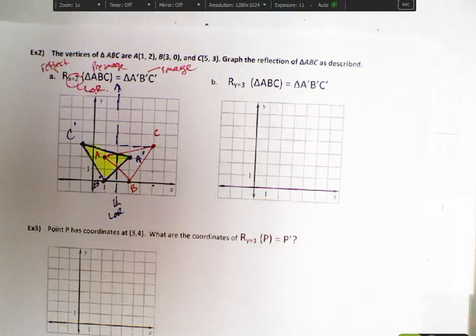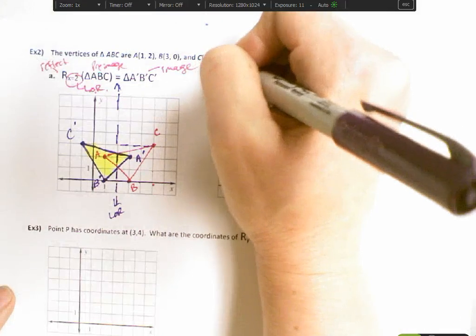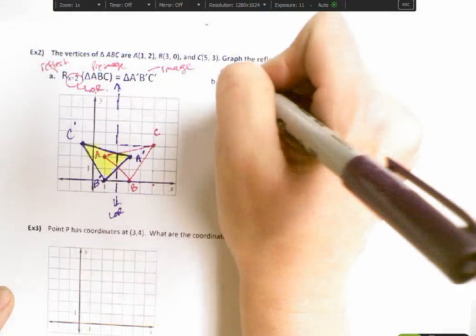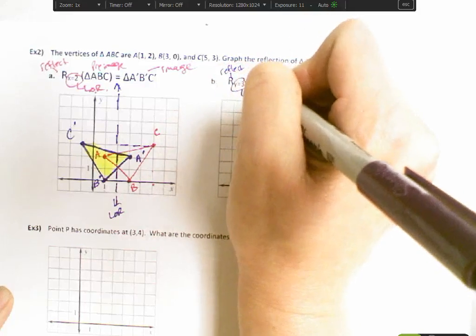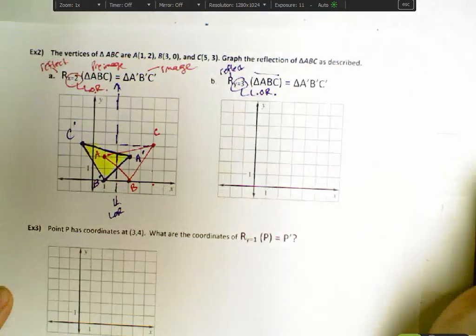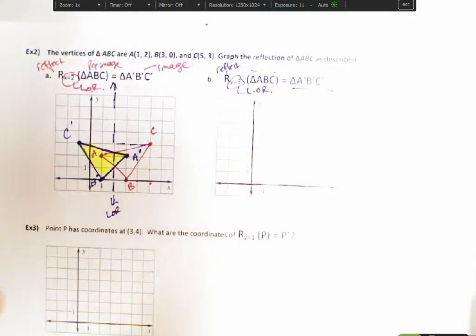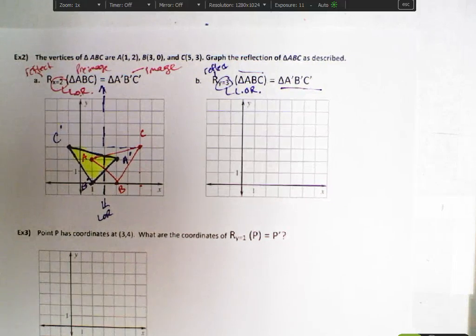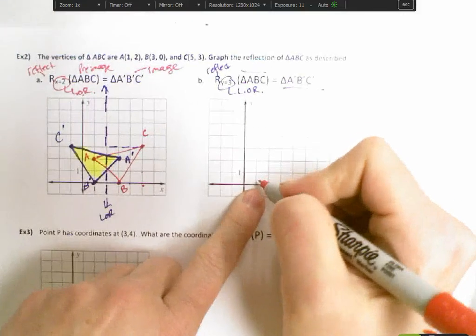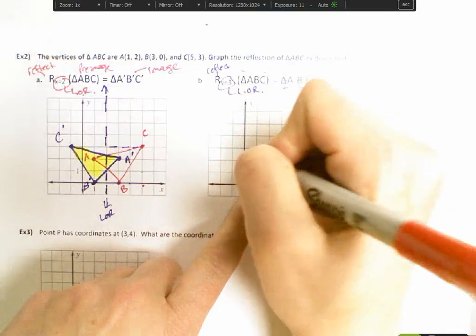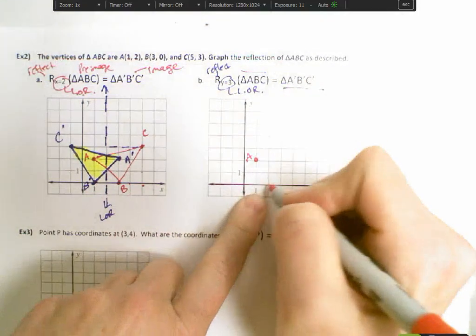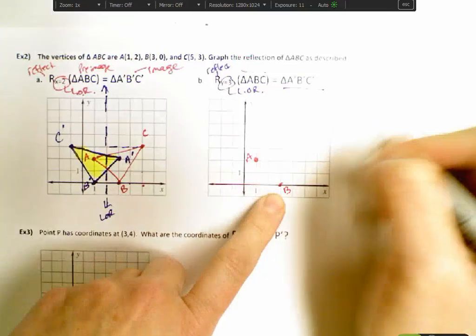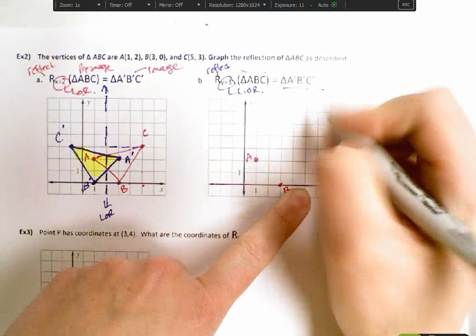Okay, let's try the next one. R means reflect. Y equals 3 is my line of reflection. Triangle ABC is my original pre-image, and this becomes my image after it's reflected over y equals 3. So I start by graphing the original triangle, which we already know where it is. It's 1, 2, 1, 1, 2. That's A. 1, 2, 3, that's B. And 5, 1, 2, 3, that's C.